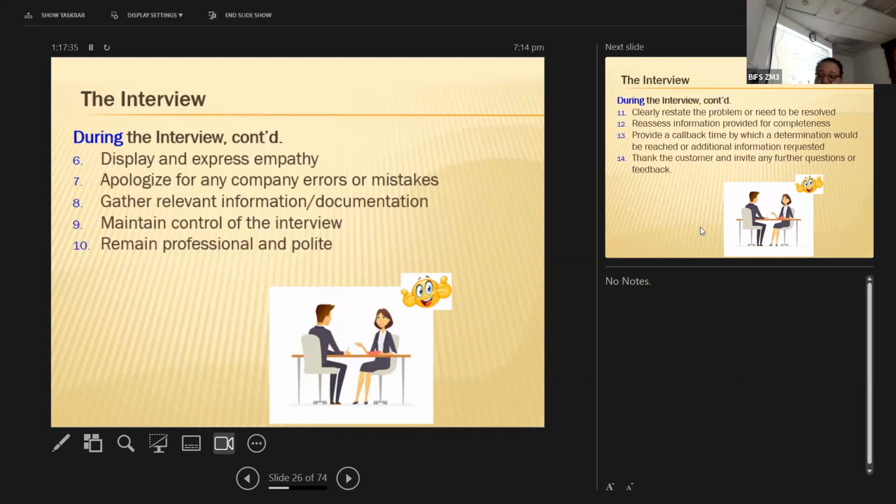Number 9 says maintain control of the interview. Number 10, remain professional and polite. Don't take it personally. Okay.